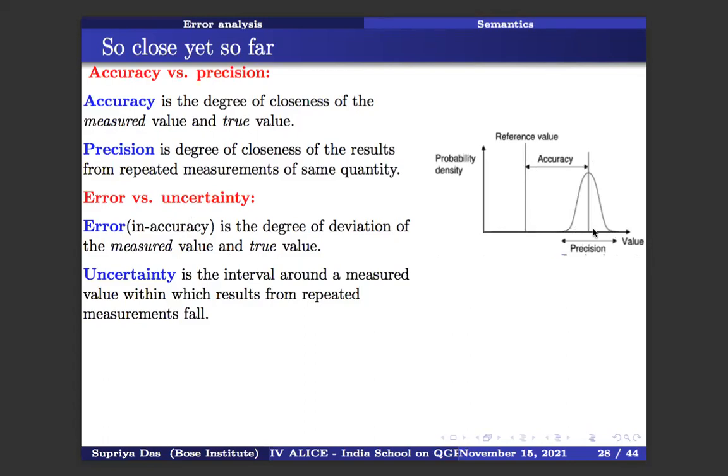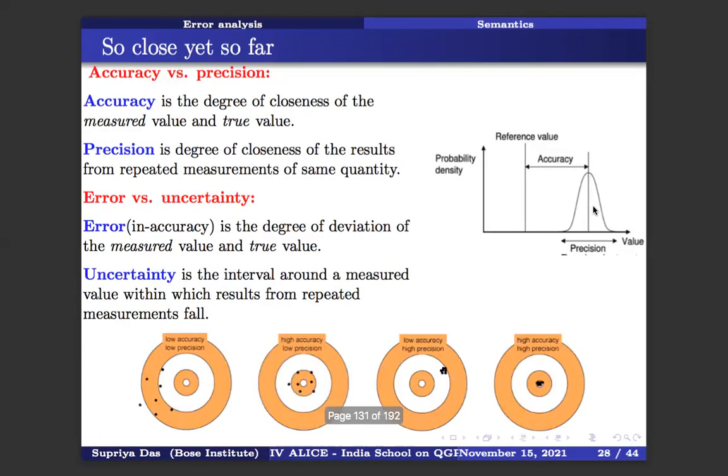However, the precision is quantified by the spread of this distribution. If the spread is wide, then it is an imprecise measurement, and if the spread of this distribution is narrow, then it is precise. You can represent it in another way, that is this. So you see there are 4 pictures.